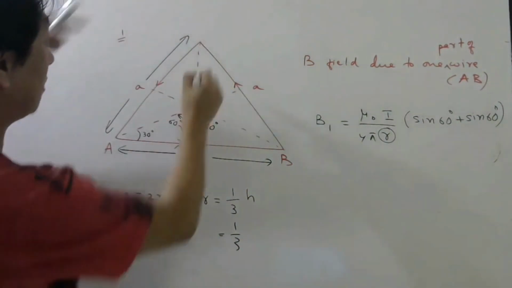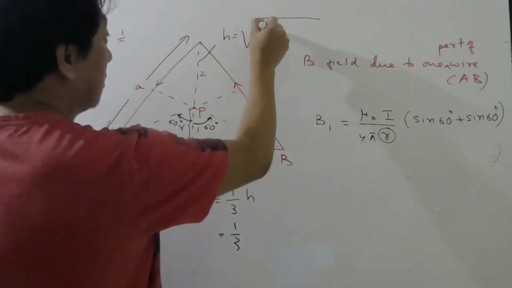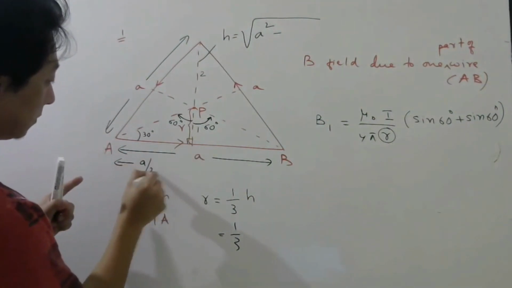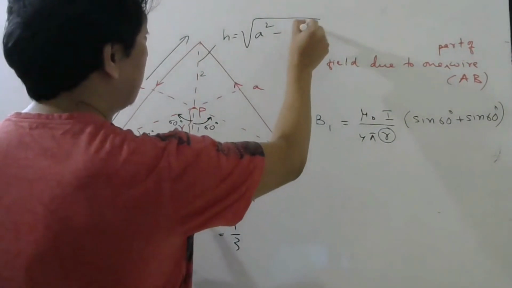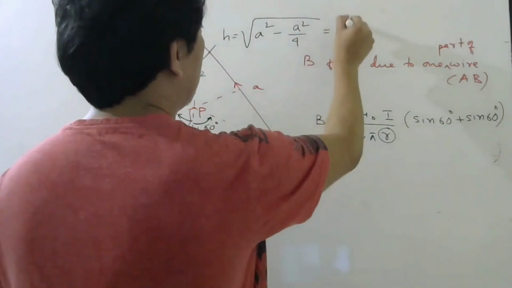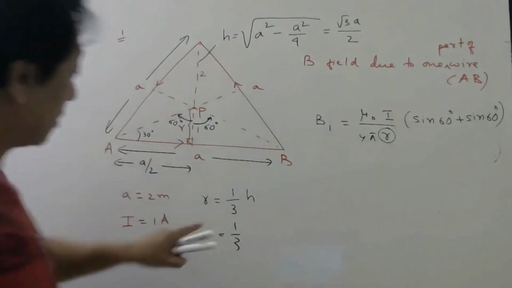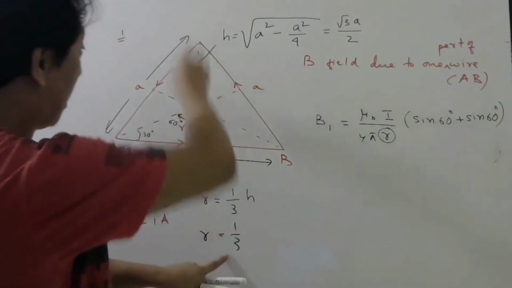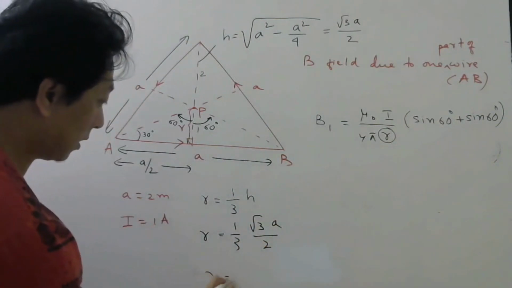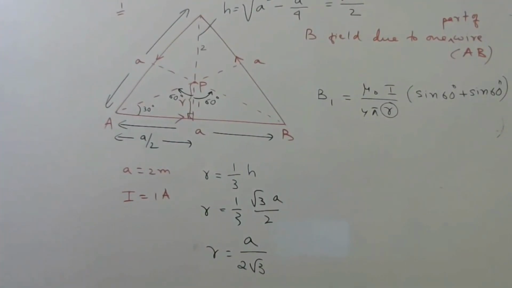So height I can find by using Pythagoras theorem. So root over hypotenuse square minus adjacent square. This is your adjacent, which is A by 2. So A by 2 square will be A square by 4. Correct? Take LCM and take square root. So that will be root 3A by 2. That means R will be how much? One third of this height. This height is root 3 A by 2, so R will be A by 2 root 3. Right? So R also we have found.